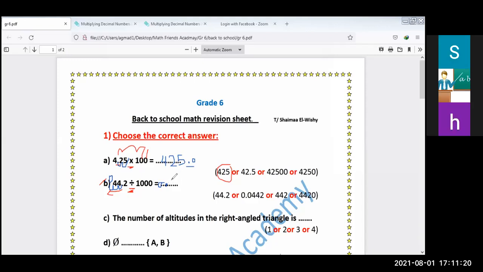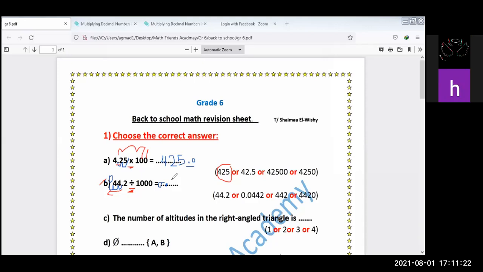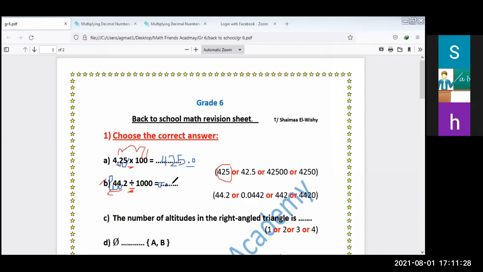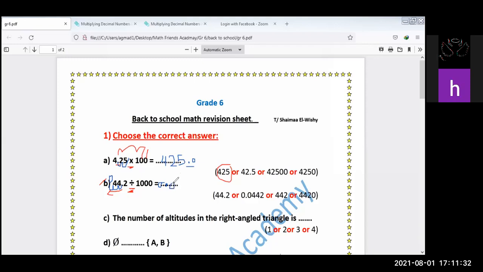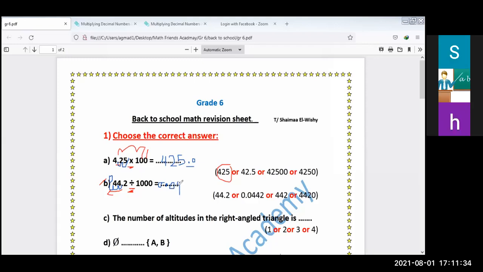Omar Mukhtar, where are you? Yes, teacher. Hello. Yes, dear. Read, complete your number now, complete your answer. Okay, 0.0442. Yes, 442. So which number will I take? What's your choice here?